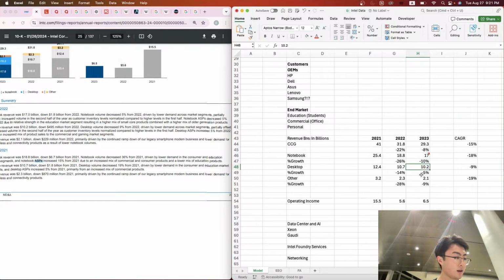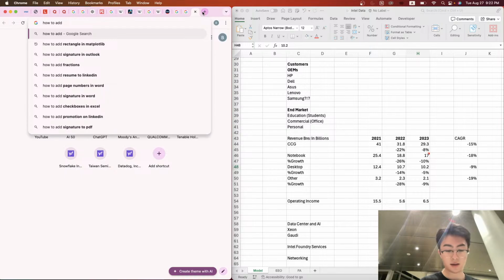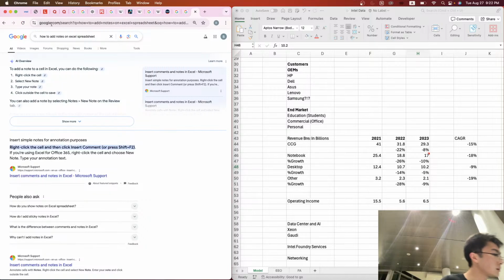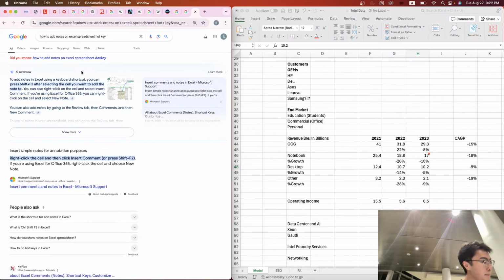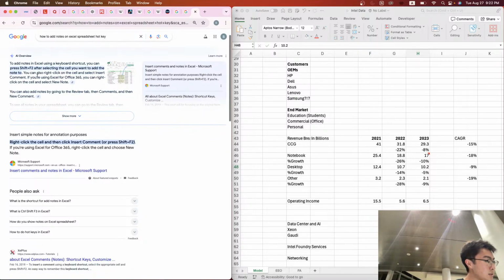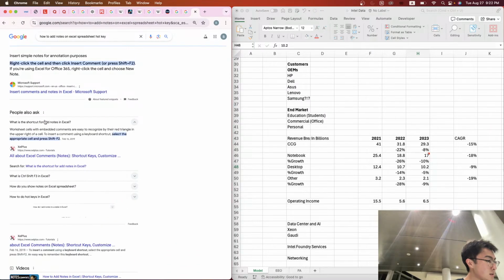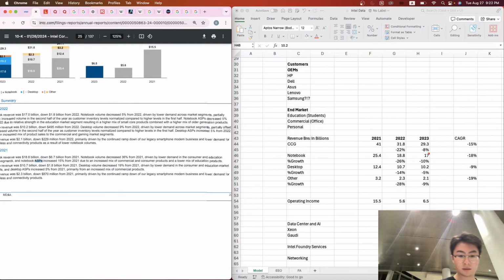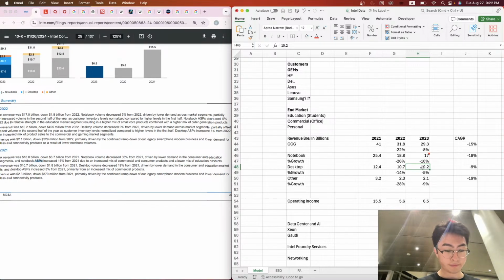Oops. Yeah, how to add notes on Excel. Shift F2. Oh, nice.